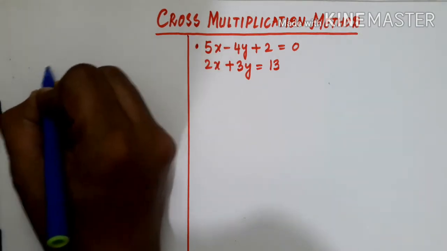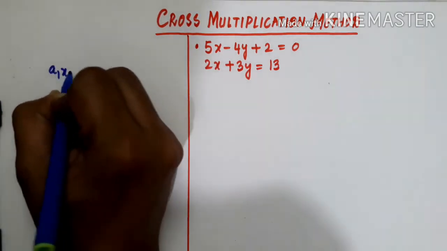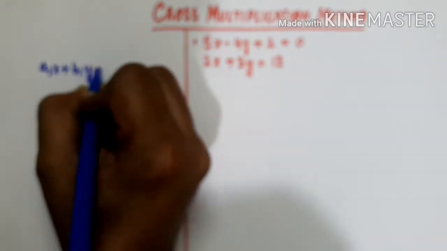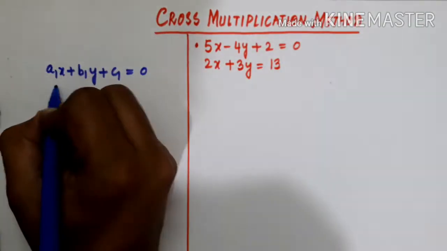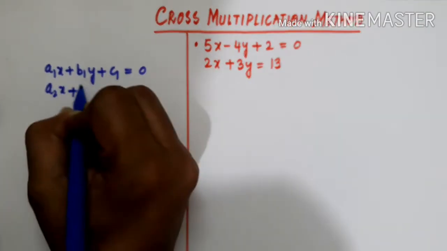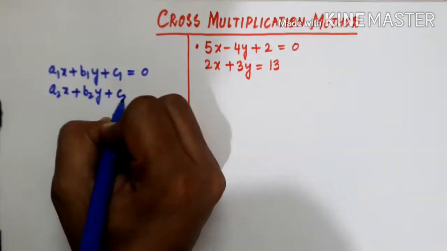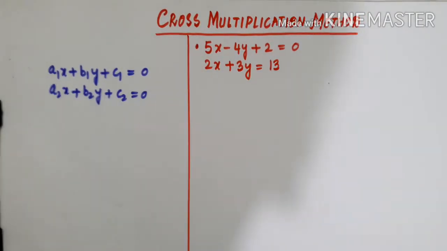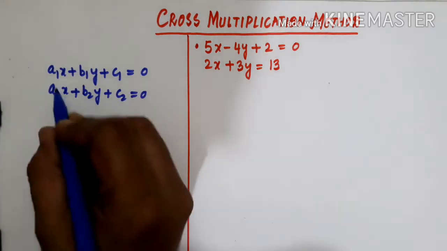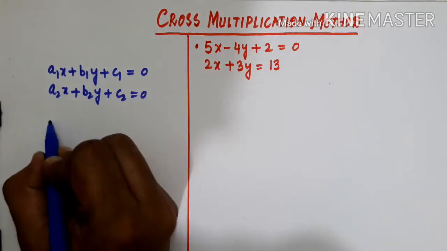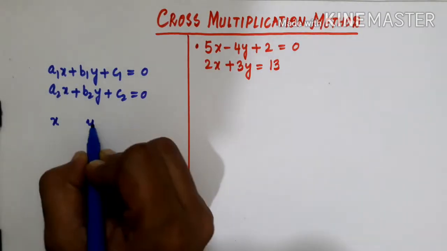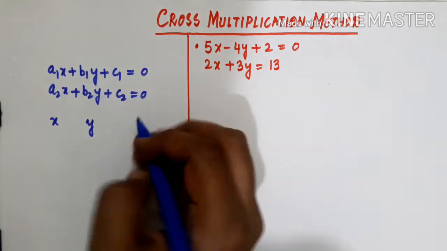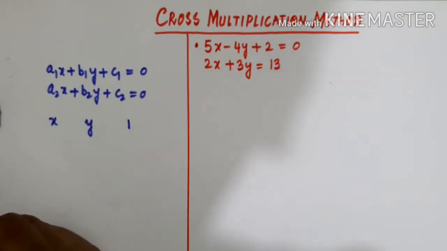What is the general form of it? a1x plus b1y plus c1 equals 0 and a2x plus b2y plus c2 equals 0. These are the simultaneous linear equations in two variables, as you know. From these equations you get one diagram. How many variables are here? x and y, two variables. Then for the constant we will just consider 1.